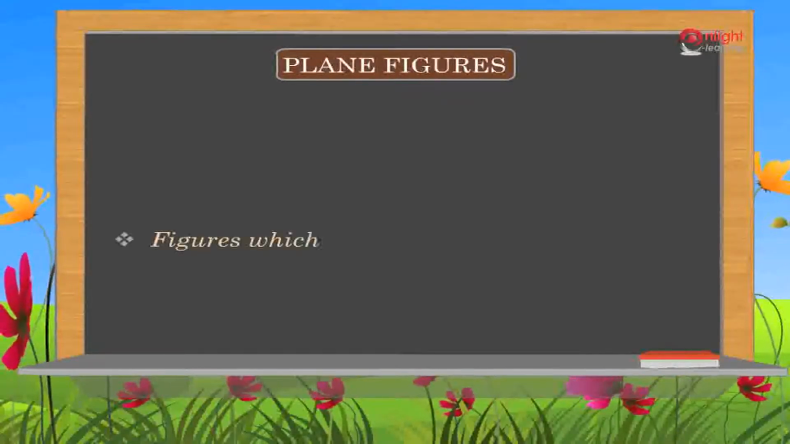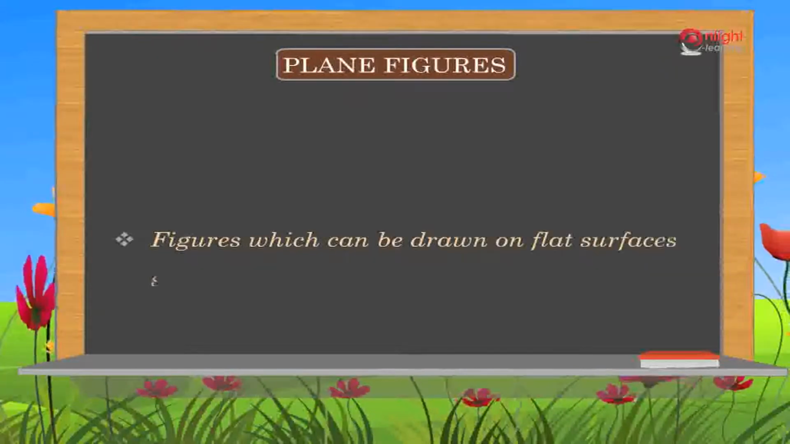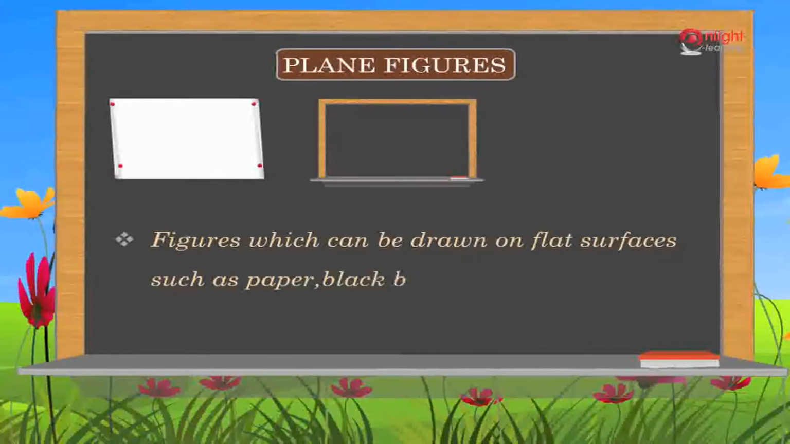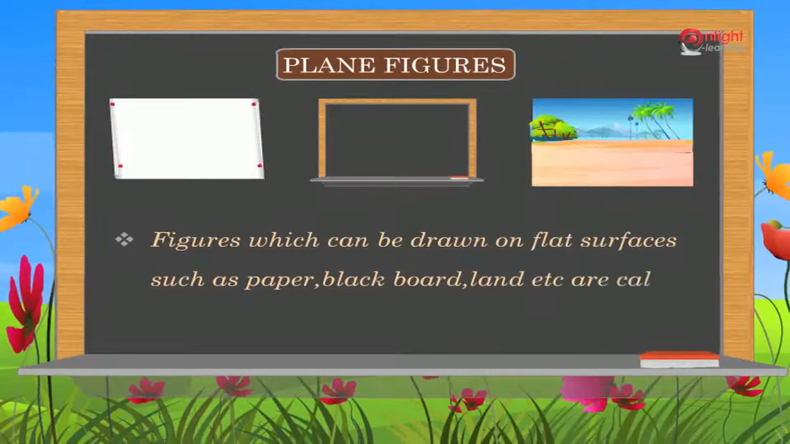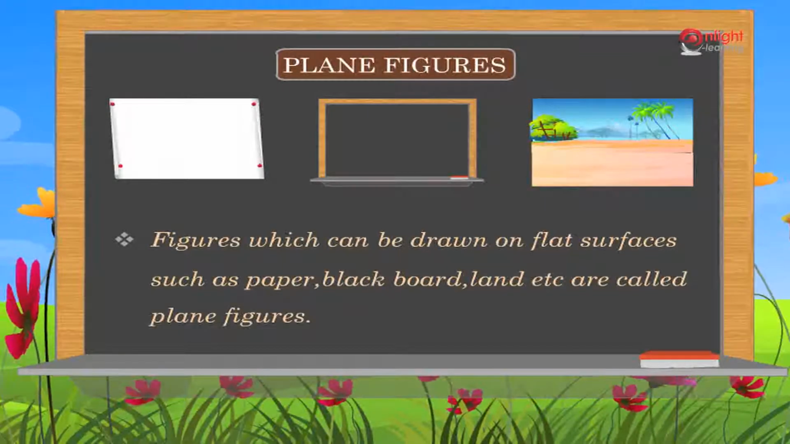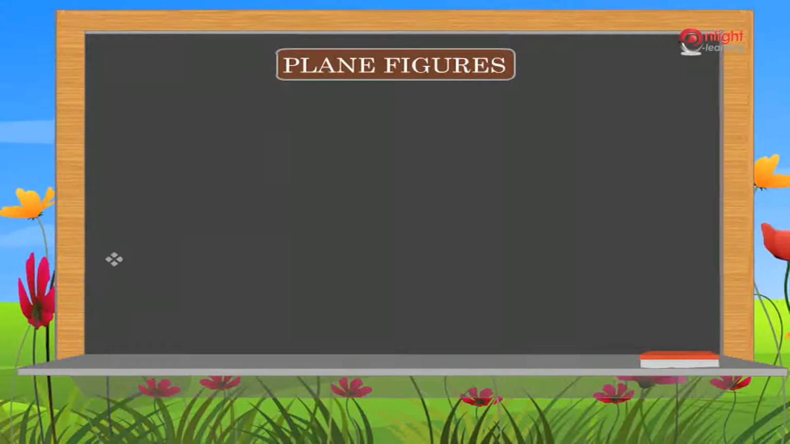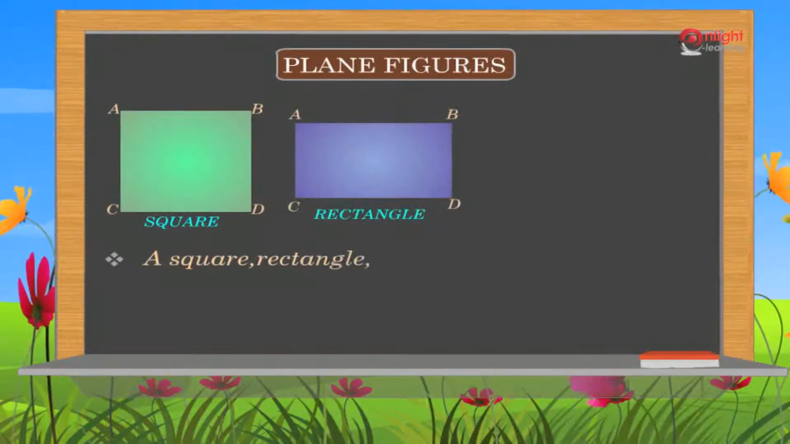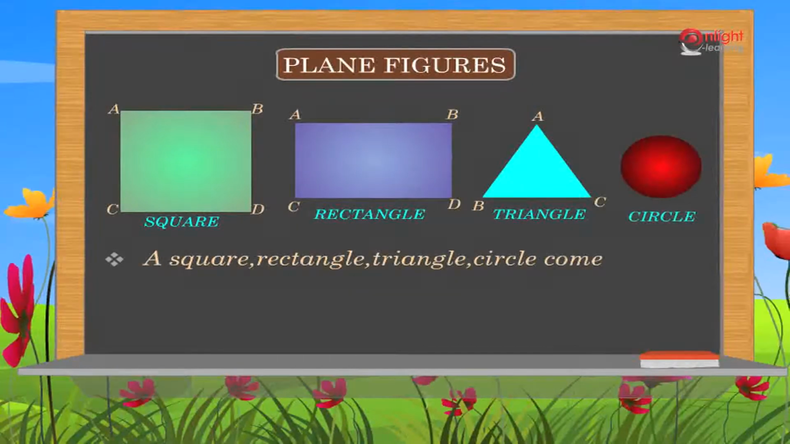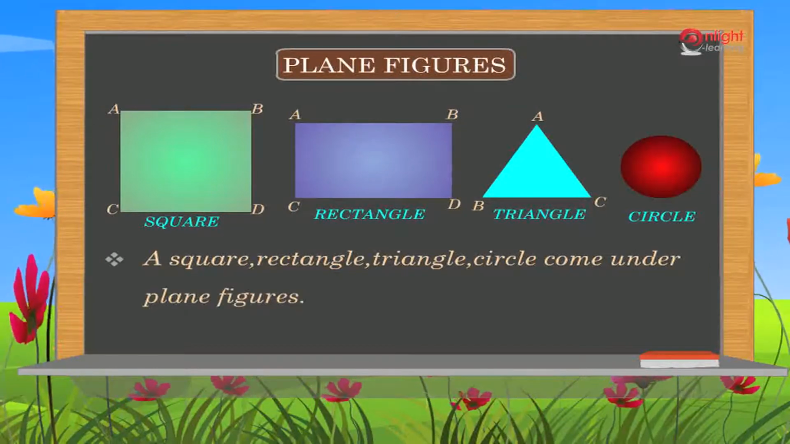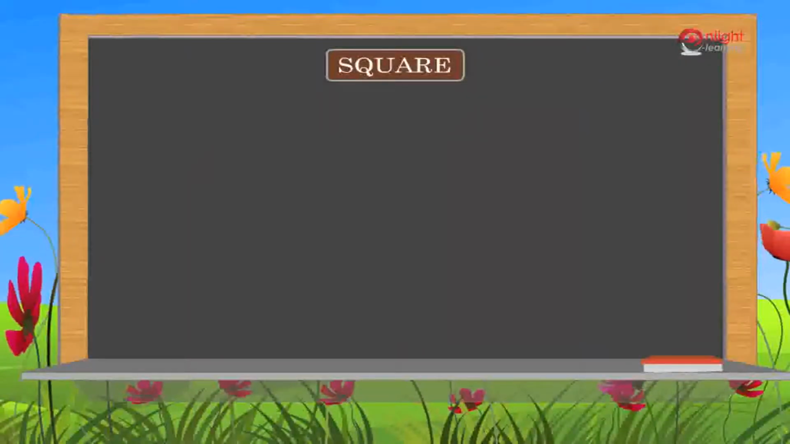Figures which can be drawn on flat surfaces such as paper, blackboard, land, etc. are called plane figures. A square, rectangle, triangle and circle come under plane figures. Look at this picture.